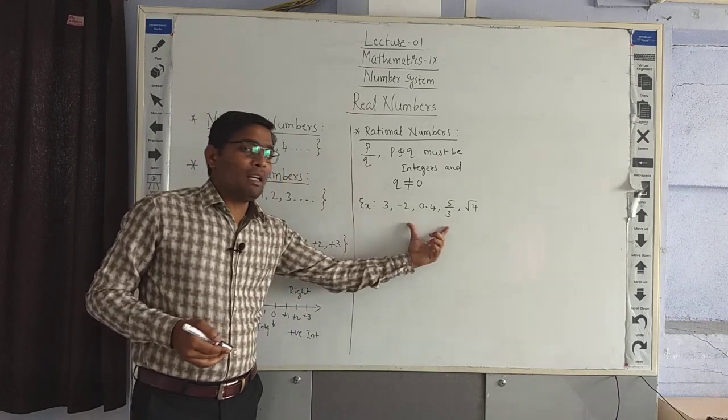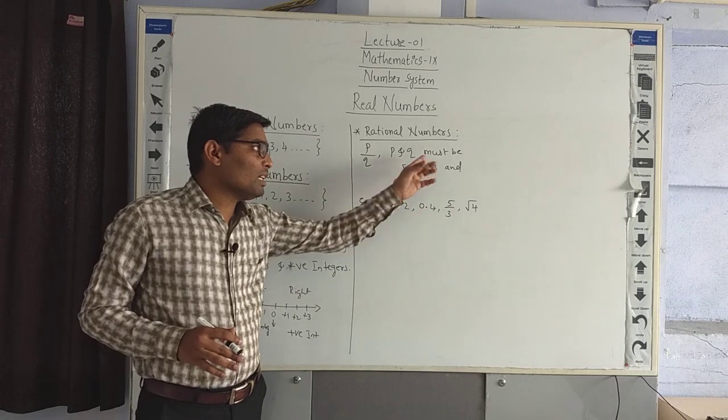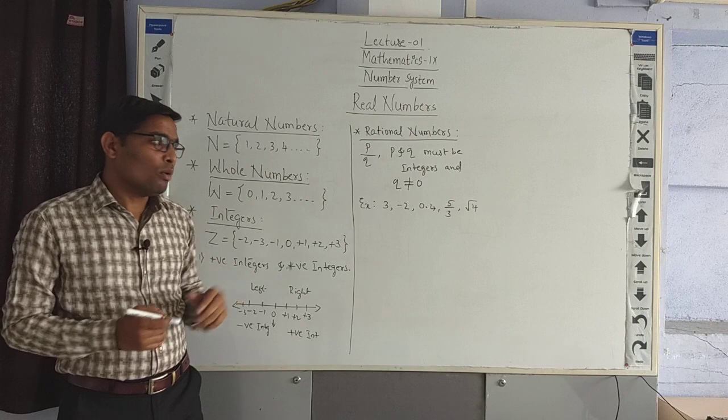But in the example, I have written some numbers which are not in the form of p by q and also they are not integers. Still, I am telling that these are rational numbers. Let me explain how, one by one.